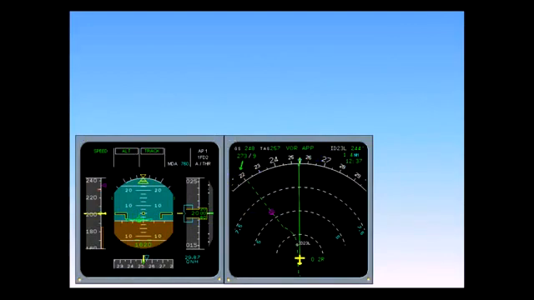You are level at 2,000 feet. The approach phase has been activated. The weather is VFR, and you are going to do a visual approach backed up by the data for a VOR approach to runway 23.